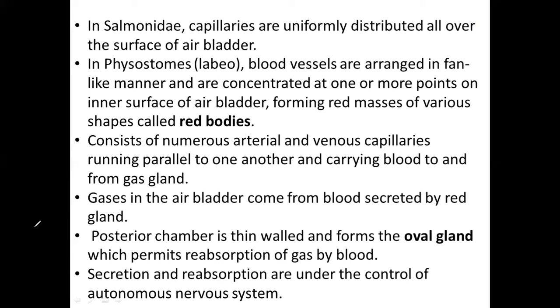Next, examples are given. Physostomes and salmonidae. In salmonidae it is simple. The capillaries are uniformly distributed all over the surface. So it can be called a simpler type of air bladder, because the capillaries are distributed all over the surface of the air bladder.